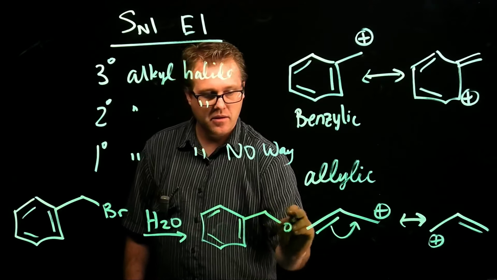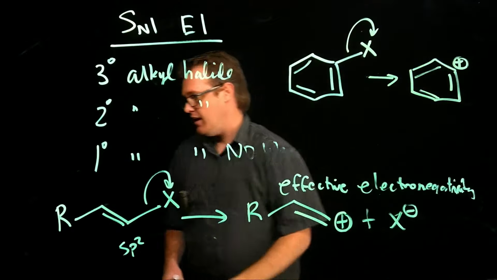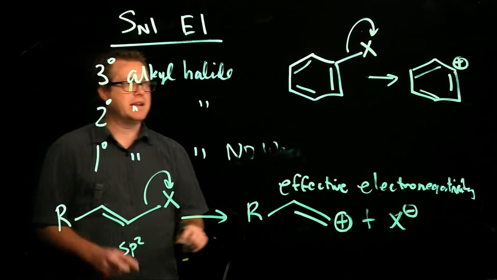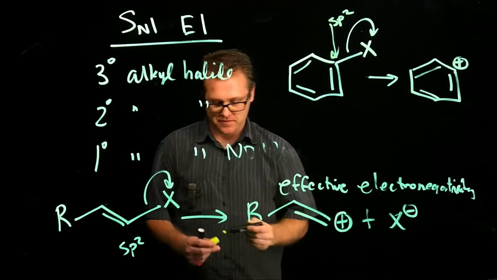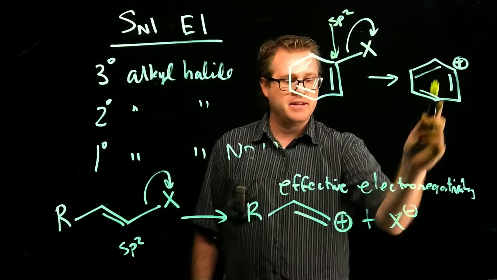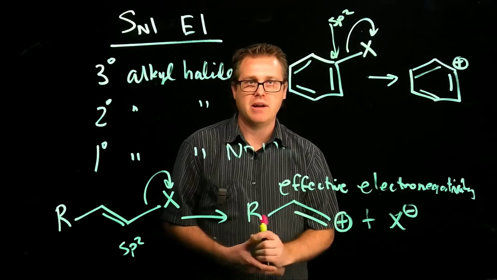Look at this one. Put a halogen right there, right on the benzene ring. Can this happen? No, it cannot. That cannot happen because why? We have an sp2 hybridized carbon. And the reason why? Same idea, effective electronegativity. Okay, so that's where we'll end on this video.